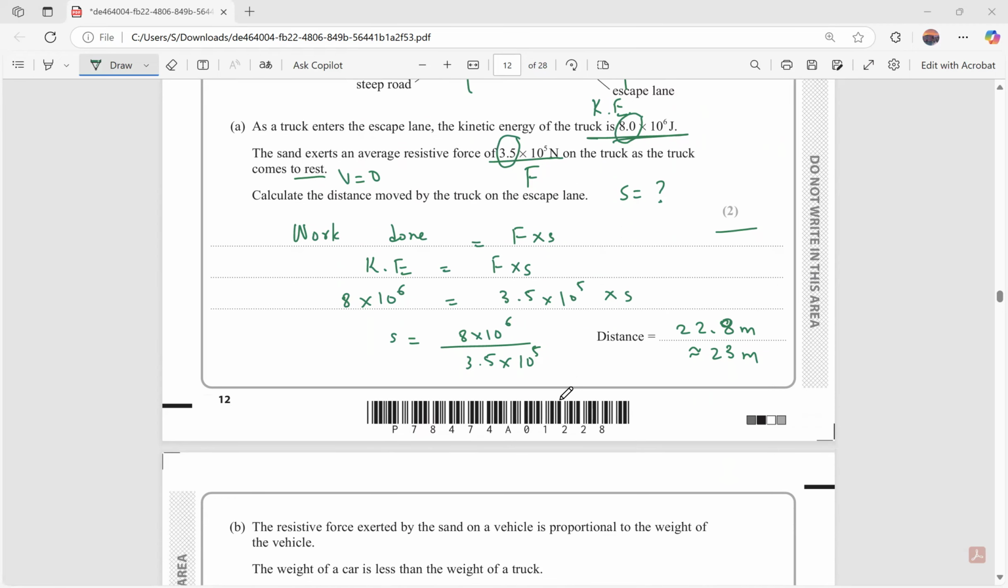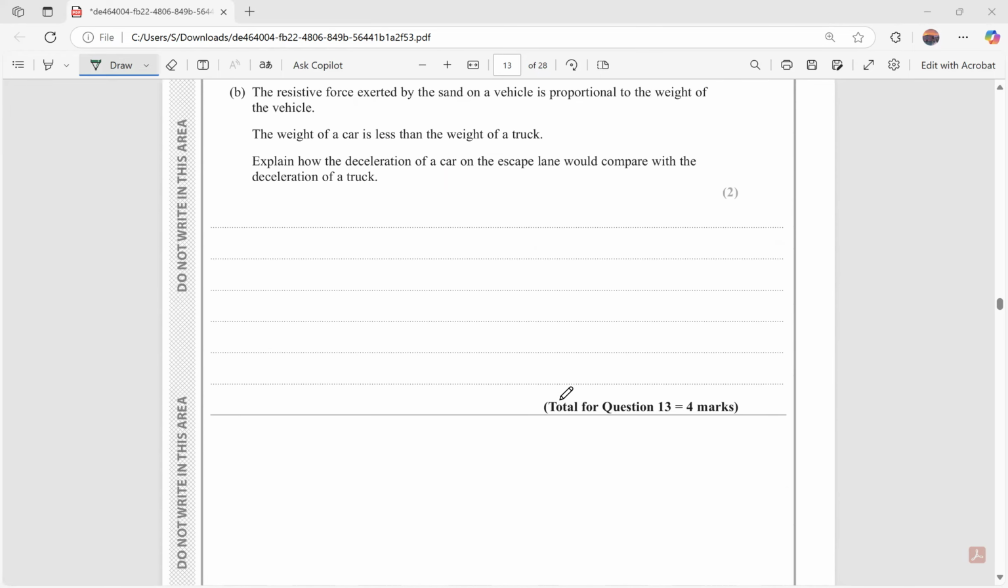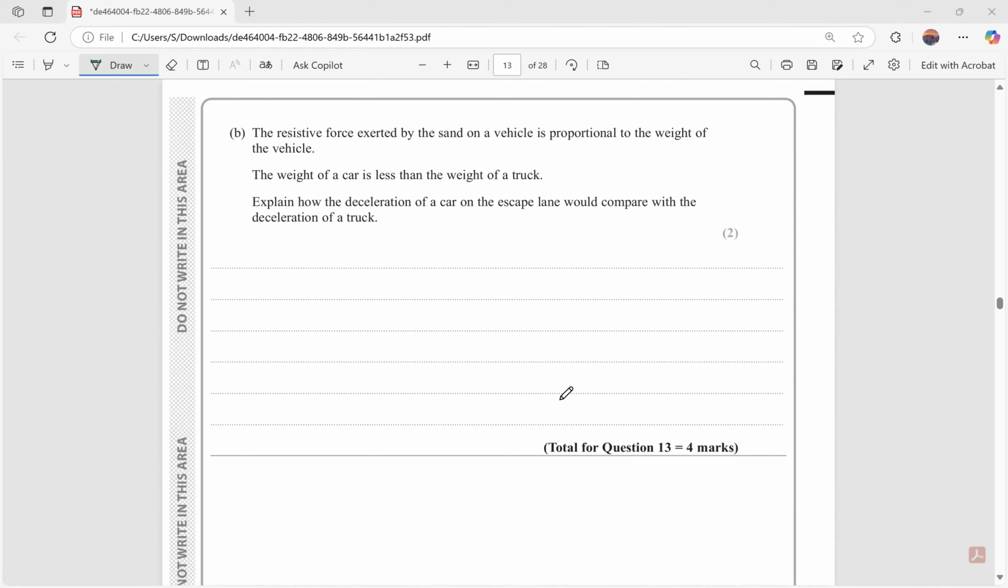All right. Part B. The resistive force exerted by the sand on a vehicle is proportional to the weight of the vehicle. The weight of a car is less than the weight of a truck. Explain how the deceleration of a car on the escape lane would compare with the deceleration of a truck. And this is 2 marks.